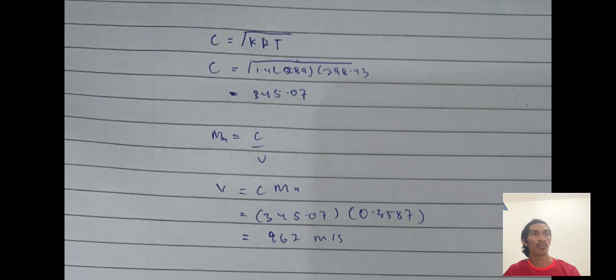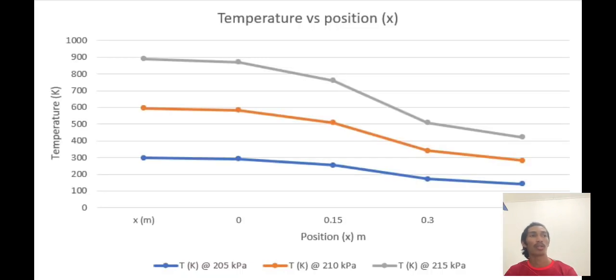Okay, next we will see the graph of temperature versus position x. The graph shows that the temperature varies depending on the intake pressure. It reveals that the temperature is influenced by the inlet pressure. The graph indicates a slight drop, which is due to the fact that as inlet pressure increases, the temperature decreases.